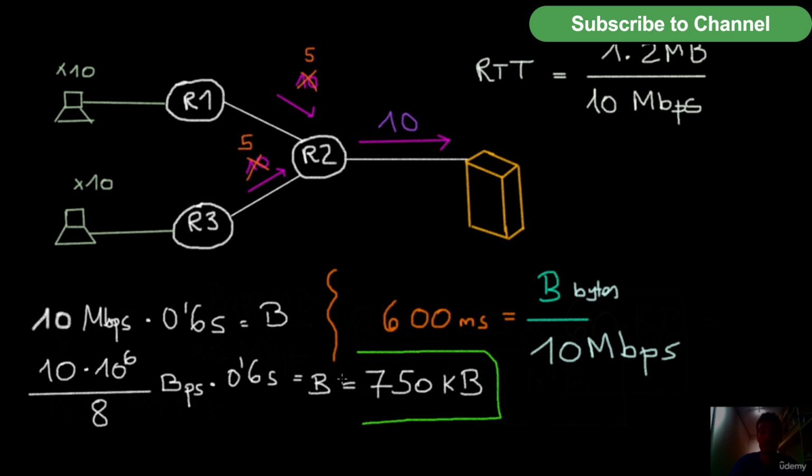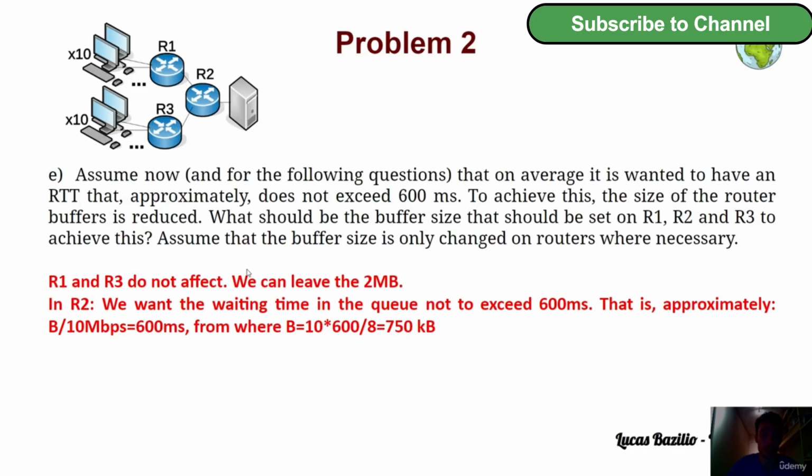So 750 kilobytes, which is considerably smaller than the 1.2 that we had initially, right? Remember that we had initially 1.2 megabytes. Very well, here we can see the full solution. Remember the R2, the R1 and the R3 routers do not affect this notion because they have empty occupation buffer. So we can leave the 2 megabytes.